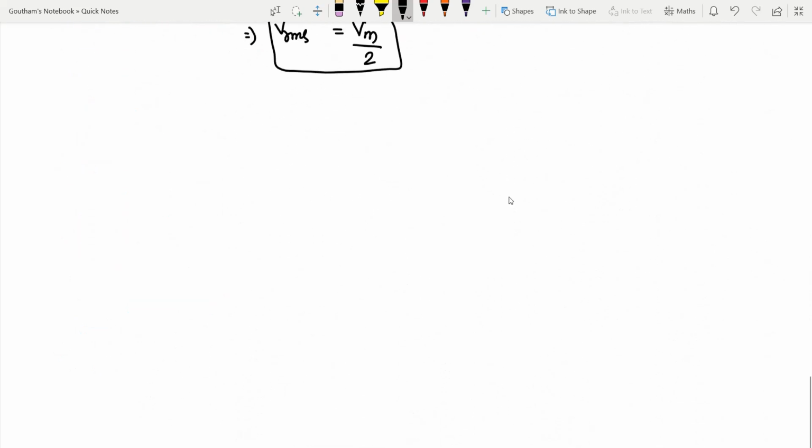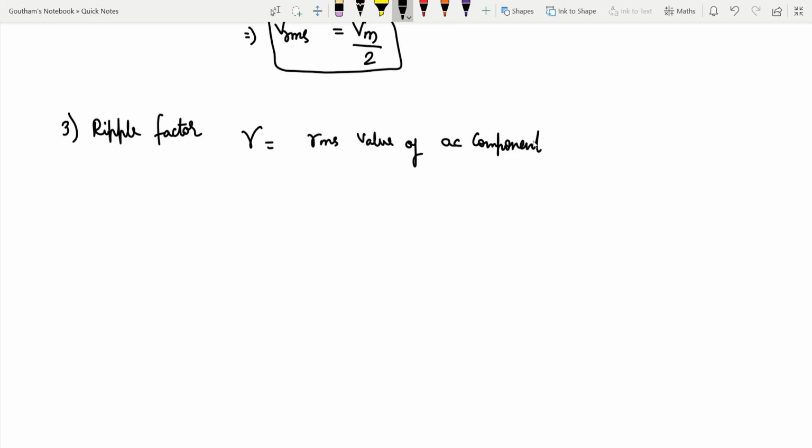Now let us try to understand ripple factor first. The third thing is the ripple factor. So what is ripple factor? Ripple factor R is nothing but the ratio of the RMS value of the AC component of the signal.